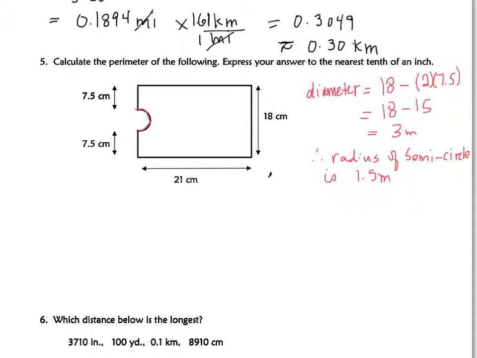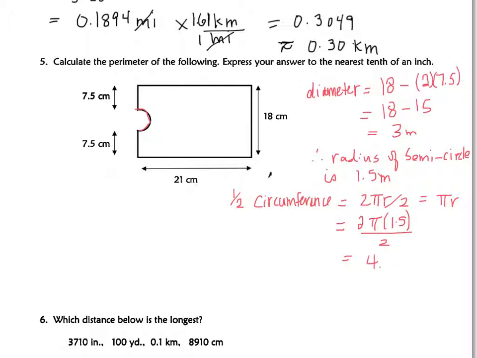So the perimeter, if you remember, of a circle, the circumference, equals 2 pi r, which in this case would be 2 pi times 1.5. But we want half the circumference, so we want to divide that by 2. So it's just going to be pi r really. Okay, so that would equal 1.5 times pi, which is about 4.712 if you use 3 decimal places.